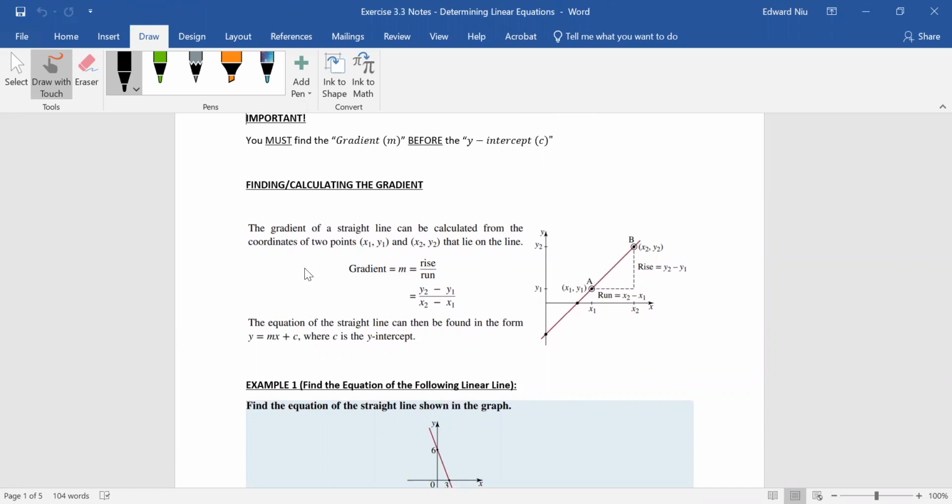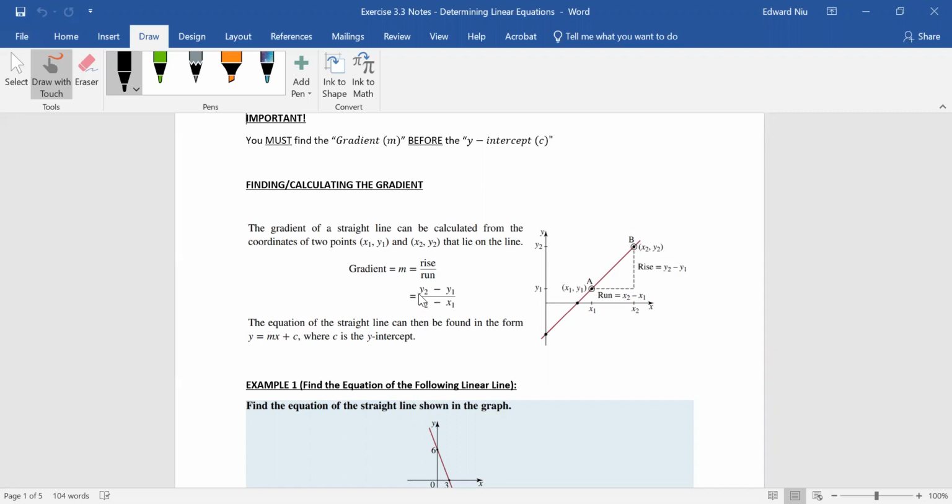We need two coordinates, x1, y1 and x2, y2. If we have this little diagram on the right, we can see x2, y2 and x1, y1 as points B and A respectively. If we find the run and the rise, and then divide rise by run, we can find our gradient or our slope.